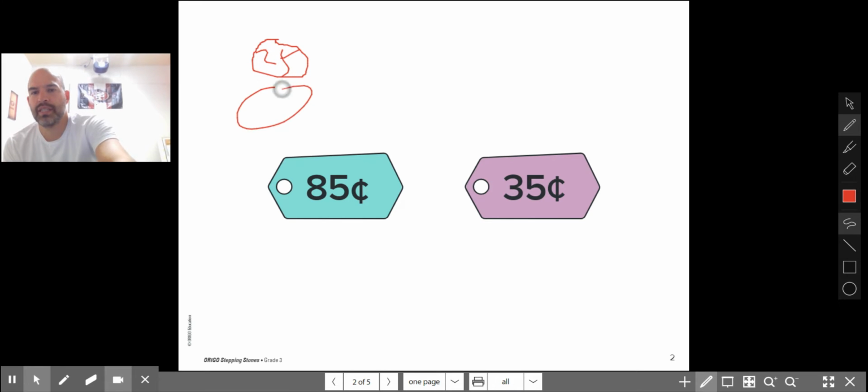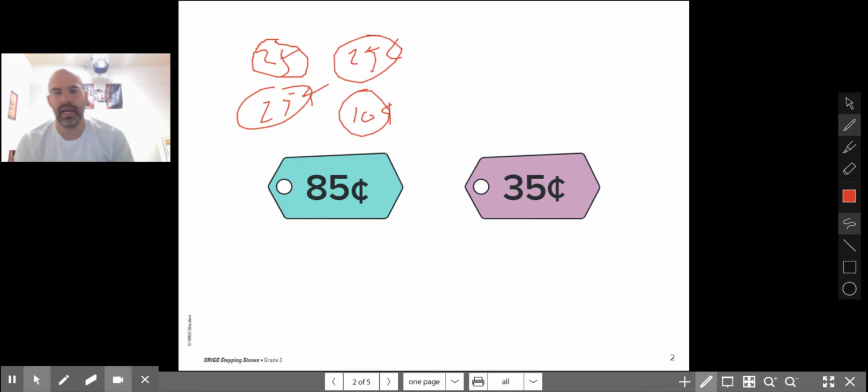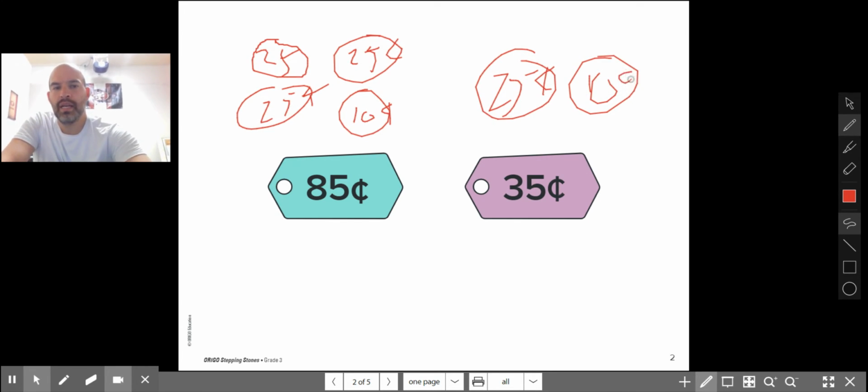25 cents, 25 cents, 25 cents, and a dime, which is 10 cents, right? Because 25 plus 25 is 50, plus 25 is 75, plus 10 cents would be 85. Now over here, this could be 25 cents and 10 cents. So a quarter and a dime, right?